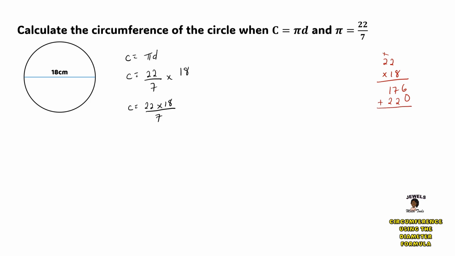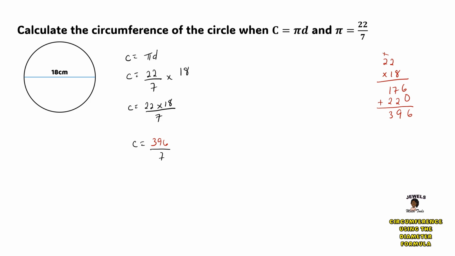Let's sum our numbers together. 6 plus 0 is equal to 6. 7 plus 2 is equal to 9. 1 plus 2 is equal to 3. So now let's clean up our information a little bit. So our circumference is now going to be equal to our 396. And remember that we are still keeping our same denominator of 7.